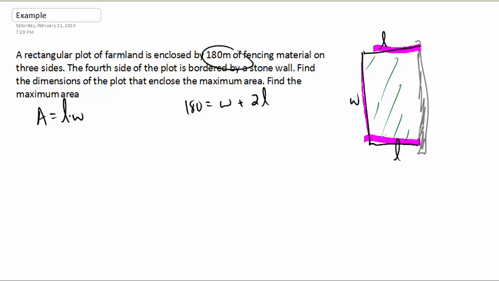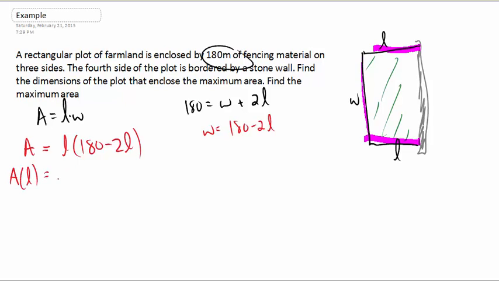And we can rearrange this, and we can say that W equals 180 minus 2L, and that can be substituted over here for A. A equals L times 180 minus 2L, and we can distribute. So A is now a function of L, and it's 180L minus 2L squared.